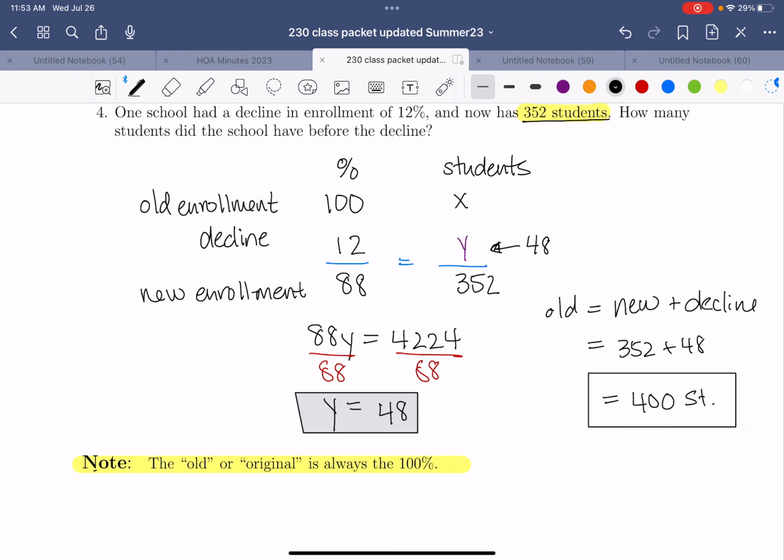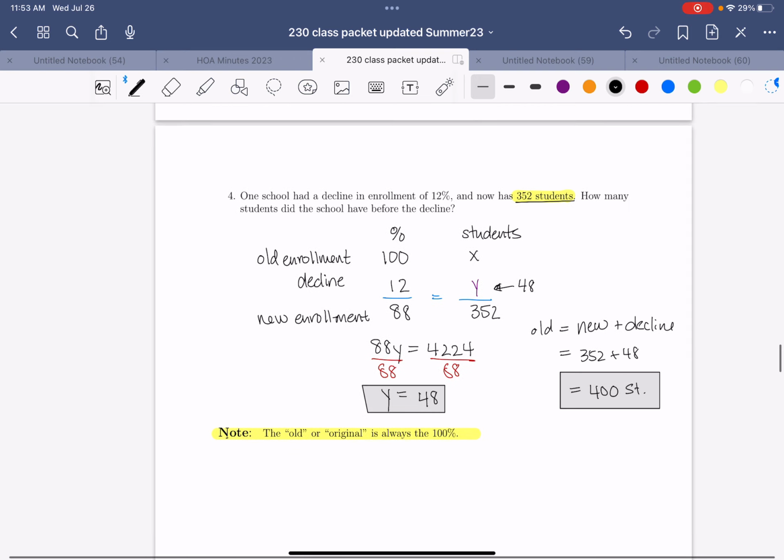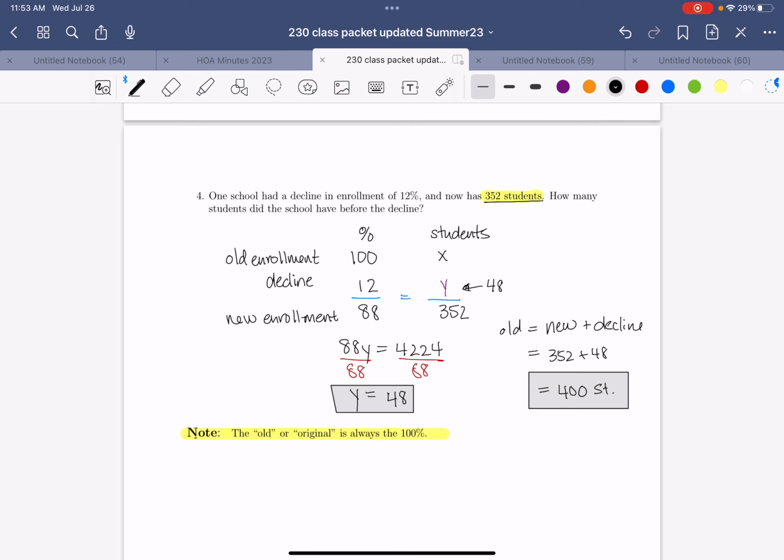Okay. What you don't want to do, because it's not going to give you the correct number, is say, oh, let me take 12% of the new and add it back on, right? The 12% is always in relation to the old thing, okay? So we want to set it up in that way.